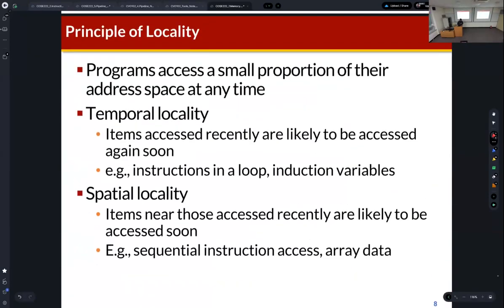Okay, so then how? Firstly, we need to understand the locality, the principle of locality. So what is locality? In Korean, it is translated into 지역성. So what does that mean?